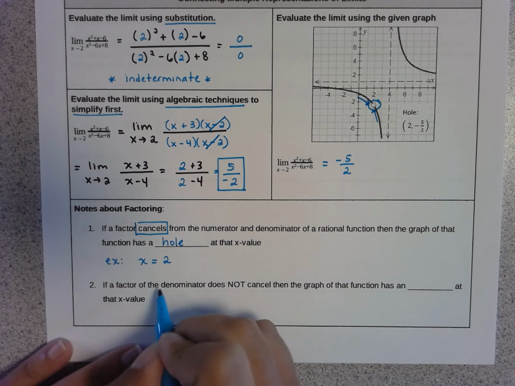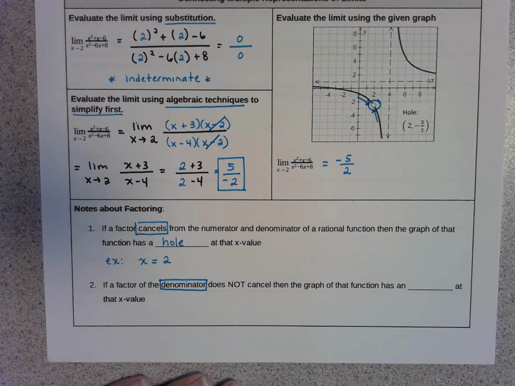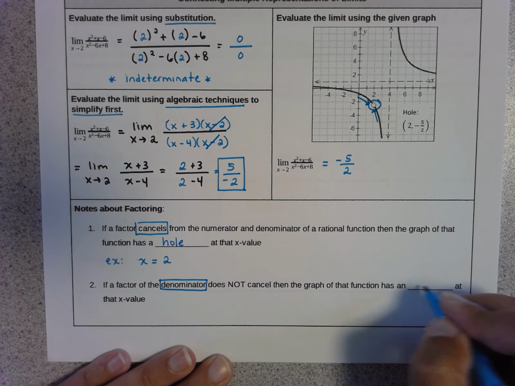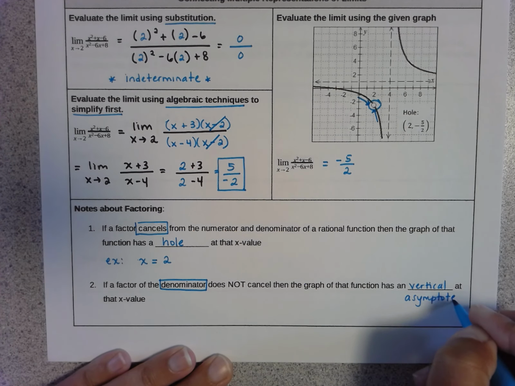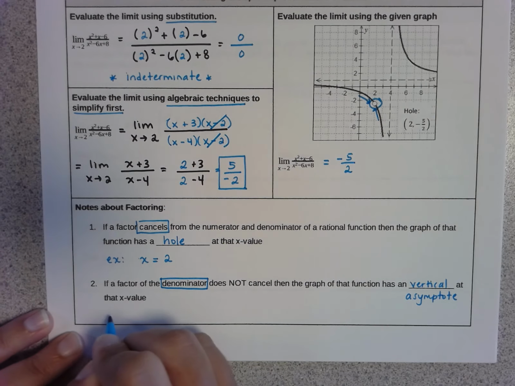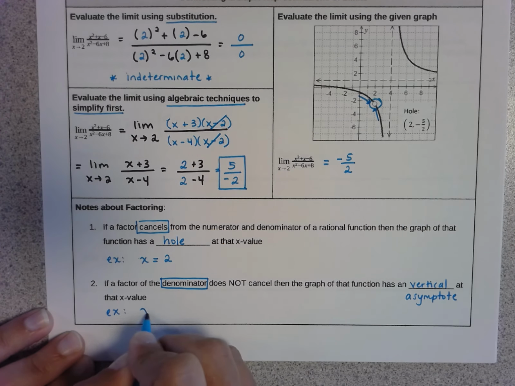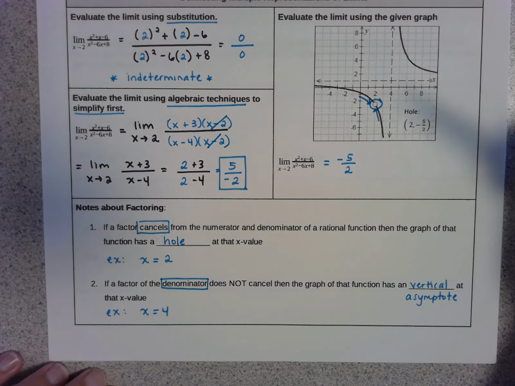If a factor of the denominator only does not cancel, then the graph has a vertical asymptote at that x value. So an example here would be like x minus 4. So there would be a vertical asymptote at x equals 4, which we can confirm by looking at the graph.